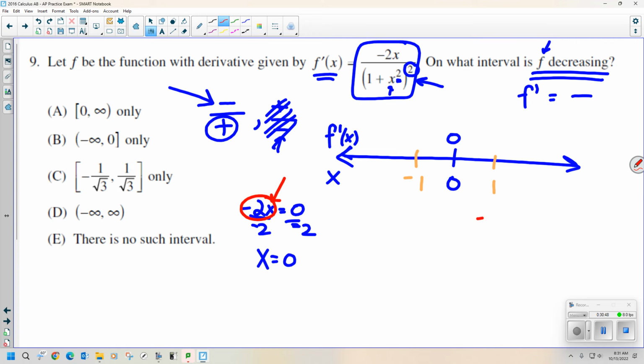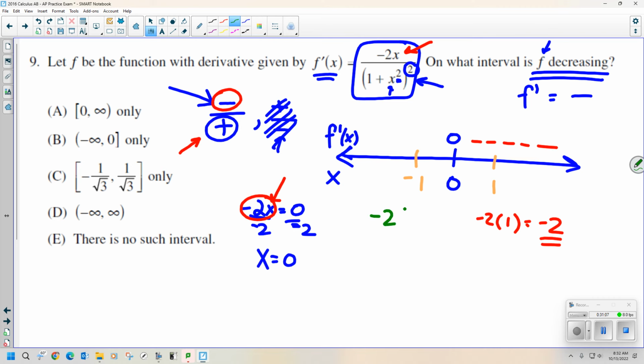Okay? I have negative 2 times 1. That means I get a negative 2. I get a negative numerator. I get a negative numerator. And remember, the bottom is always positive, right? So I get my negative over a positive. So this side, negative.